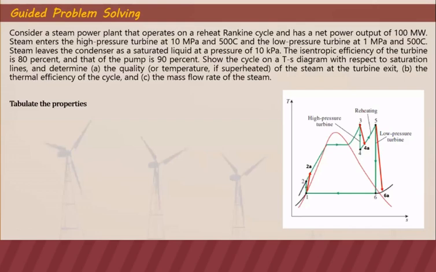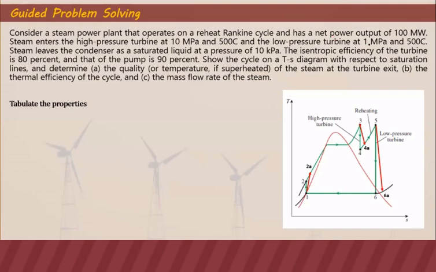These are sample problems related to our topic, Reheat Rankine Cycle. For this problem, we are given a Reheat Rankine Cycle with a power output of 100 megawatt. The steam enters the high pressure turbine at 10 megapascal and 500 degrees Celsius. The entrance of the high pressure turbine is our point 3. So the pressure and temperature at point 3 is 10 megapascal and 500 degrees Celsius.